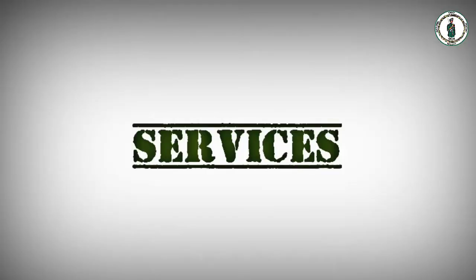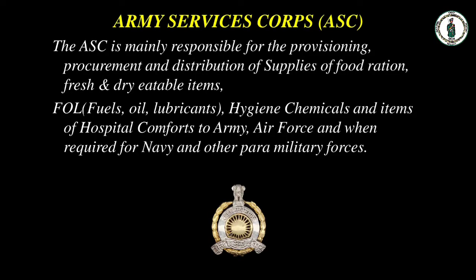So the third and the last category is services, and these also consist of a number of elements. So the first is ASC, that is the Army Service Corps. So the Army Service Corps is the oldest and the largest administrative corps of the Indian Army, and it is mainly responsible for the provisioning, procurement and distribution of supplies of food ration, fresh and dry eatable items, and also FOL, that is fuels, oil and lubricants.